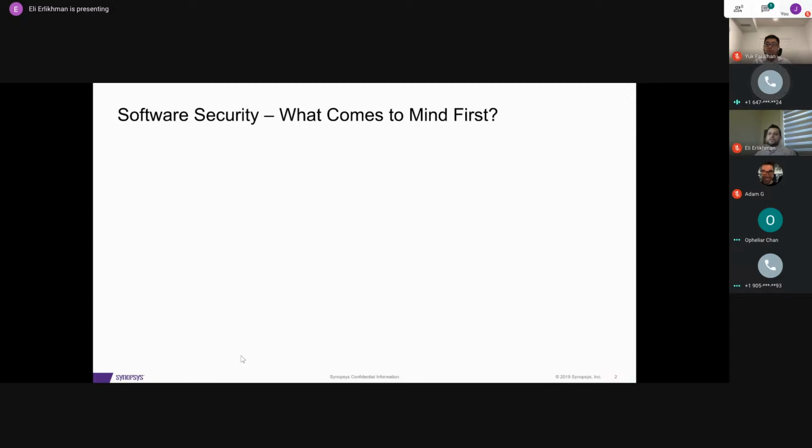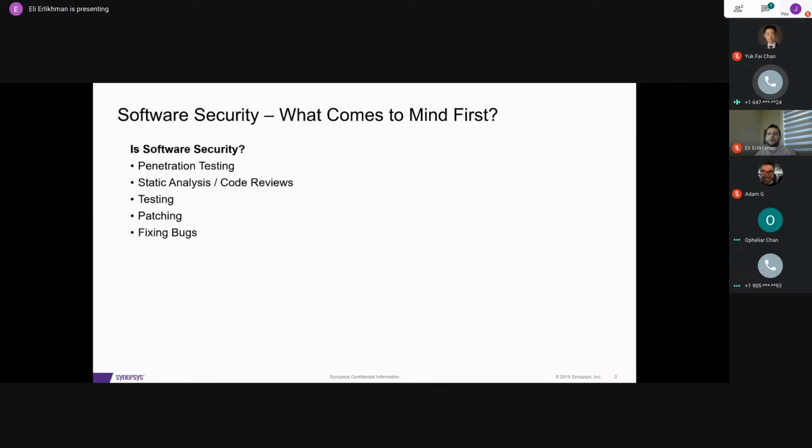So when we talk about software security program, what first comes to mind? To a lot of people, it's talking about things like penetration testing, static analysis, patching, fixing bugs, and a whole bunch of other things where you're in a cycle of finding bugs, mistakes in your applications through various testing means and then fixing them. But is that really a program? And what I would like you to think about is that I don't think this is a program. This is not a program. This is what I call bug squashing.